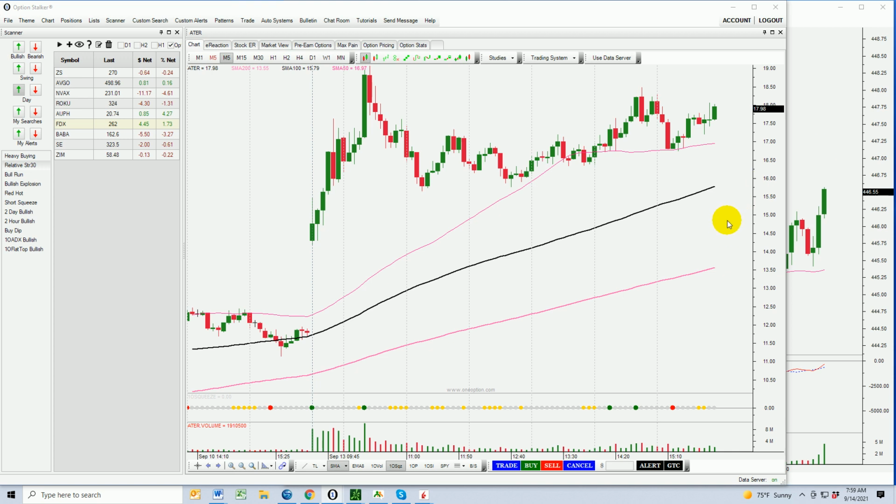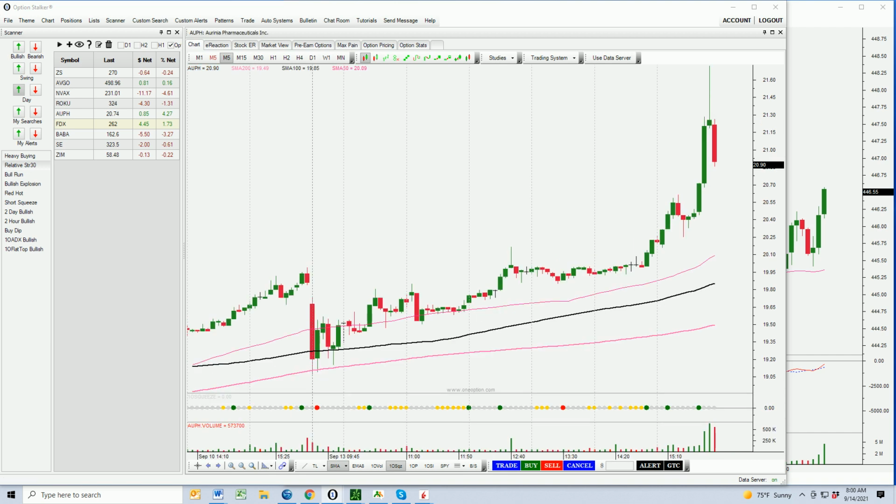Here's another one. Mind you, the market was down yesterday. These are nice, strong candles in here, and the stock was able to finish well. ATER looks good. AUPH, that's going to get my vote. I think that's one that you want to watch today.